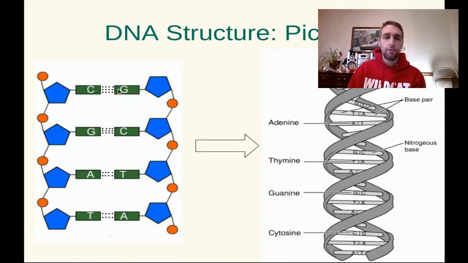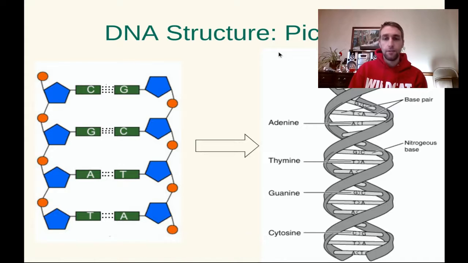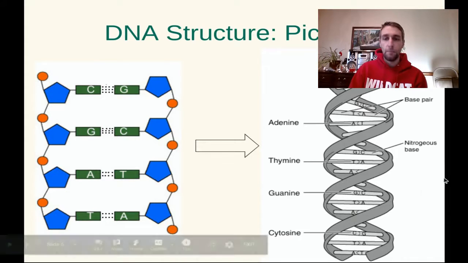Let's see. So some other things. Notice that the bases are in the middle. Those are like the rungs of the ladder. And then the sides of the ladder are alternating sugars and phosphate. Sugar, phosphate, sugar, phosphate, sugar, phosphate, sugar, phosphate. That makes the sugar phosphate backbone. That's this blue and orange part that you can see on the side. And then the bases go in the middle to give us the 3D shape.